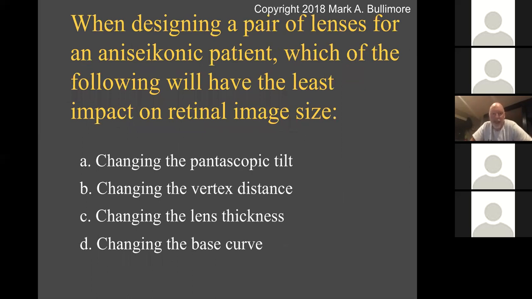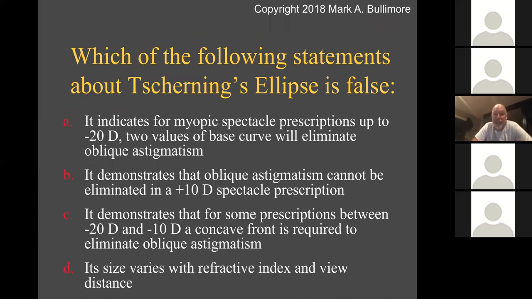All right, aniseikonia. You're designing a pair of lenses for an aniseikonia patient. Which of the following will have the least impact on their retinal image size? And again, if you think about what affects the image size, well, if you think about what affects the shape factor, the lens thickness and the base curve affect that. What affects the power factor? The vertex distance affects that. The thing that will have very little change is the pantoscopic tilt. Okay, so A.